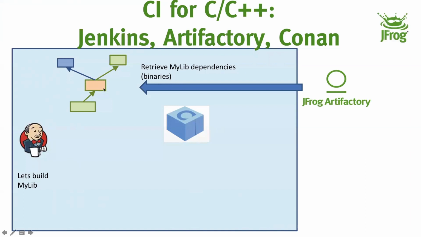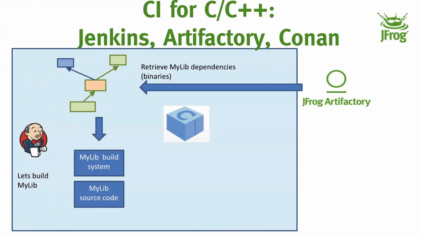These are all the transitive dependencies, but for example, this one is a package. Only the right sub-package, only the right package binary will be retrieved based on the environment, based on what the client requested. All those packages will be sent to my build system via a Conan install, based on my Conan files.